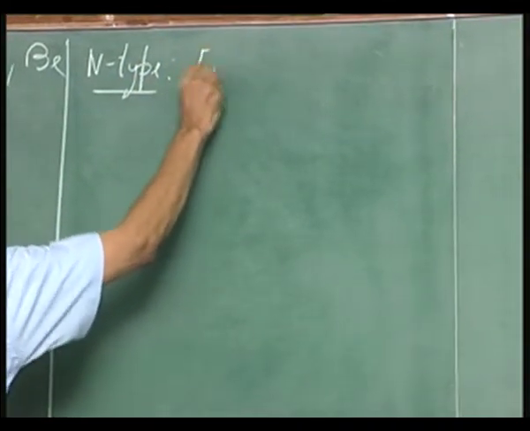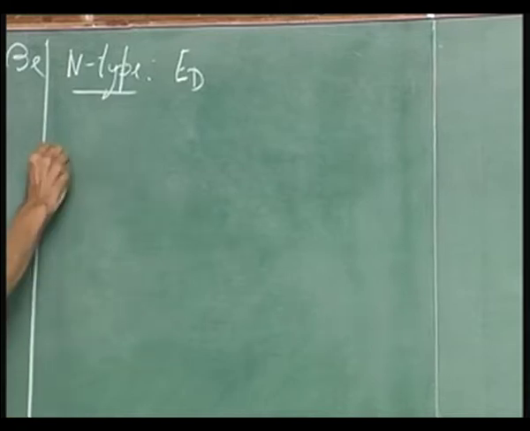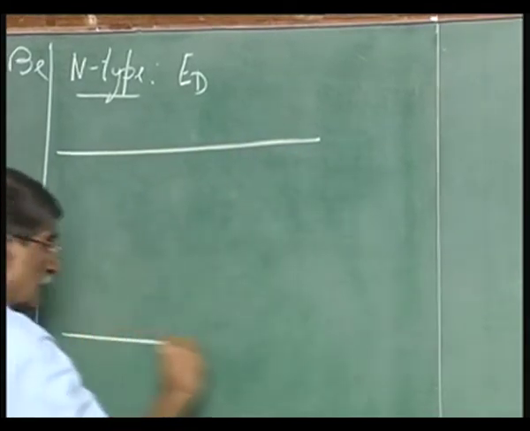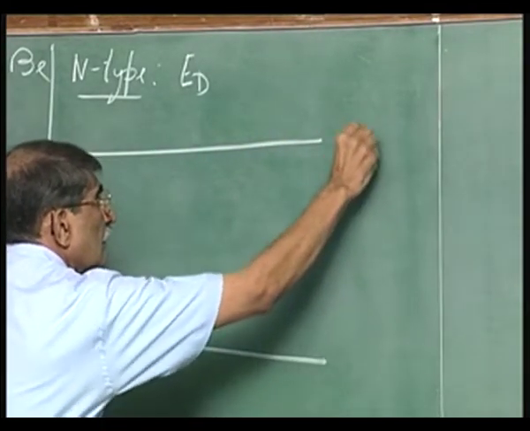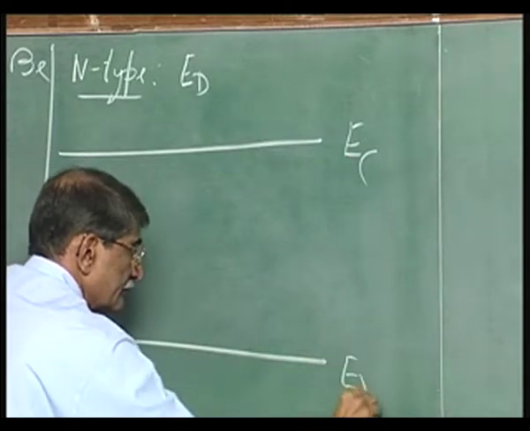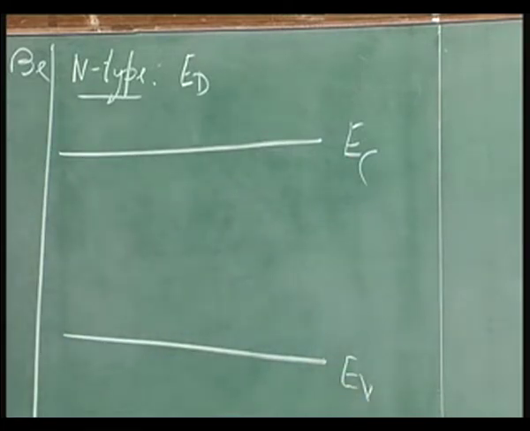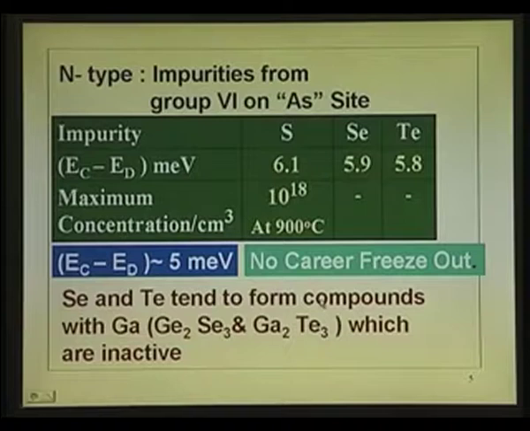Introduces a level ED, the donor level, between EC and EV. That is supposed to donate an electron to the conduction band. That means, when it ionizes, which should be possible even at room temperature.